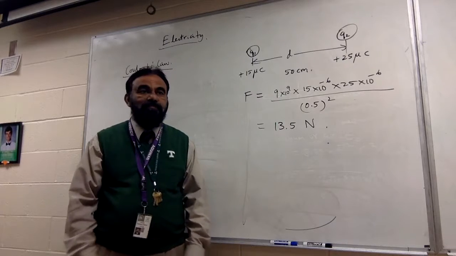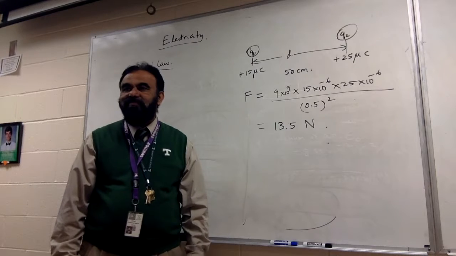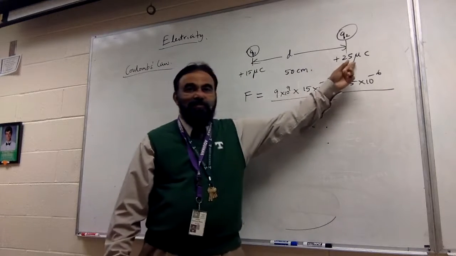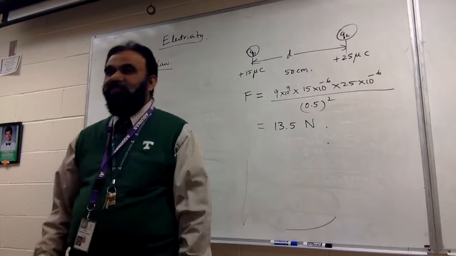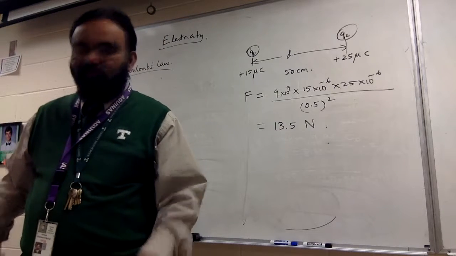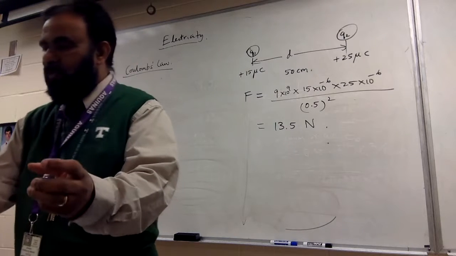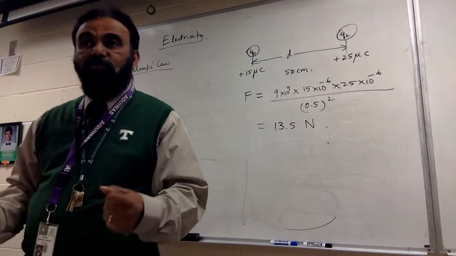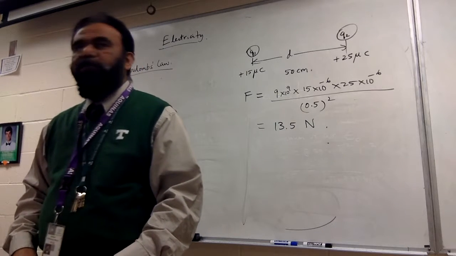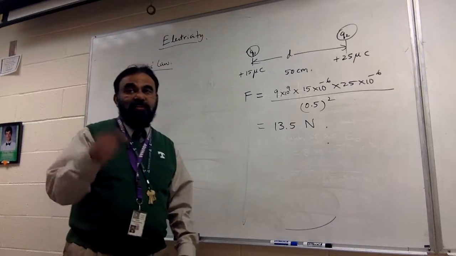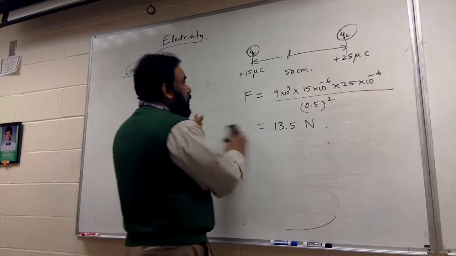It's pretty strong. Now what if these were millicoulombs? If this is a millicoulomb and that's a millicoulomb, it will be 13.5 million newtons. That's a huge force. So you can't contain 15 millicoulombs and 25 millicoulombs at this distance, because the force of repulsion is going to be 13.5 million newtons. That's going to be a big force. So understand that electrical forces can sometimes be severely big. Alright, so you understand how to find the force. Questions?